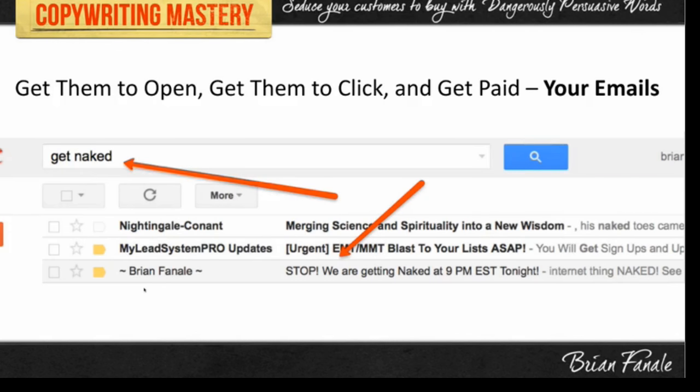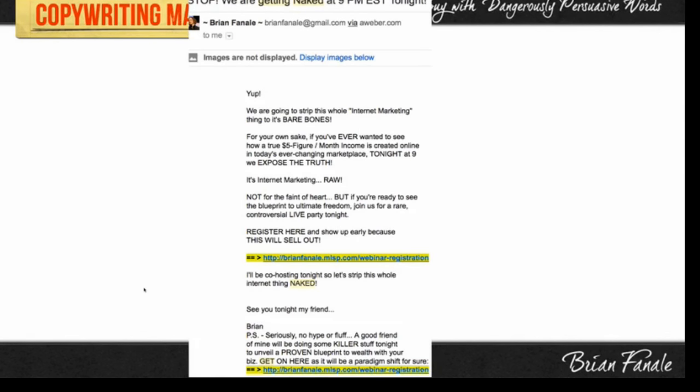This is what I'm talking about. Get them to open, get them to click, and get paid. "Stop. We are getting naked at 9 p.m. Eastern time." Guys, this is something that I used. The open rate was through the roof. I just went into Google to pull it up real quick, took a snapshot. "We are getting naked at 9 p.m. Eastern tonight." That would capture someone's attention most likely and engage them, or at least pique some curiosity to get them to open the email. The email itself says nothing about naked until the bottom.